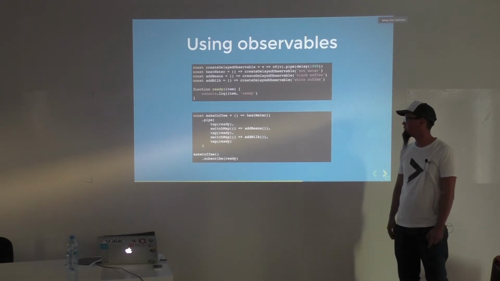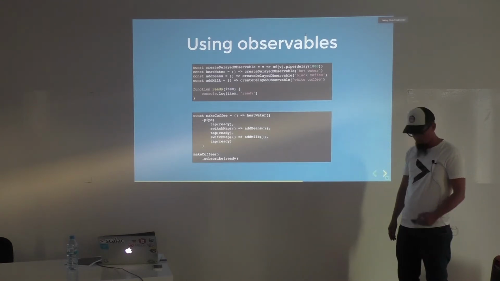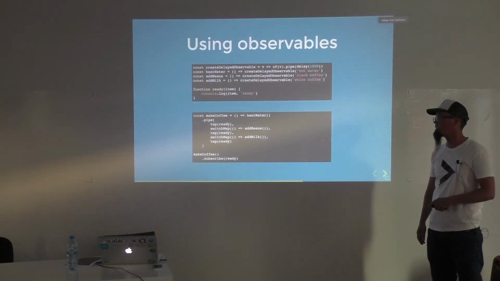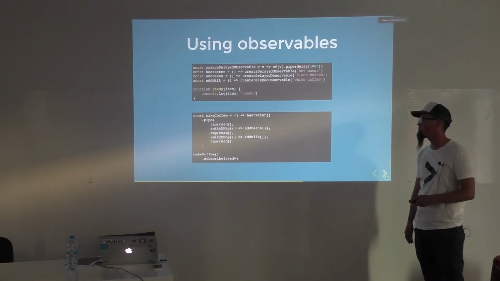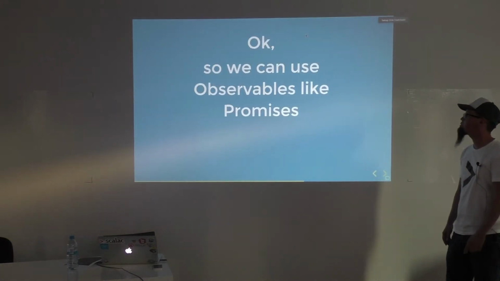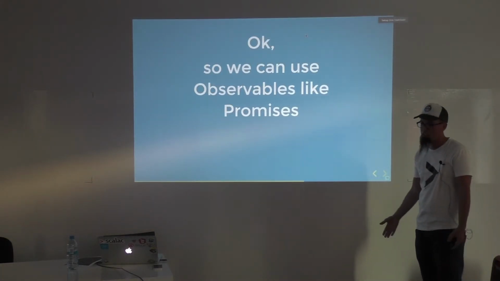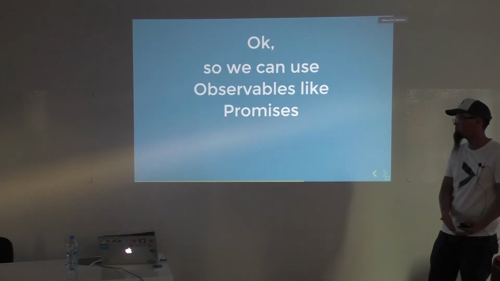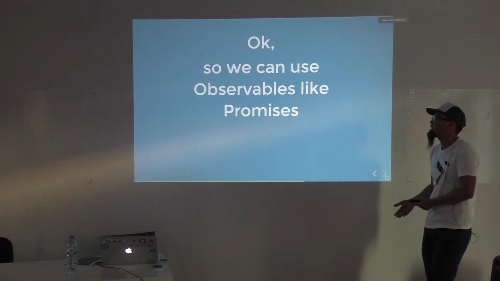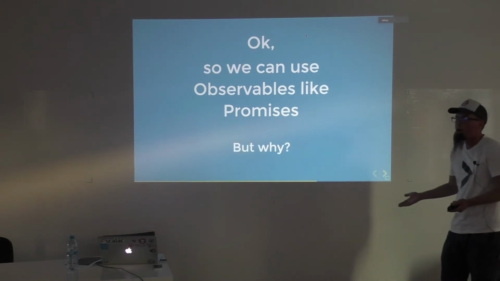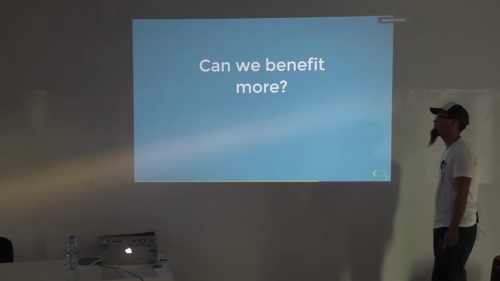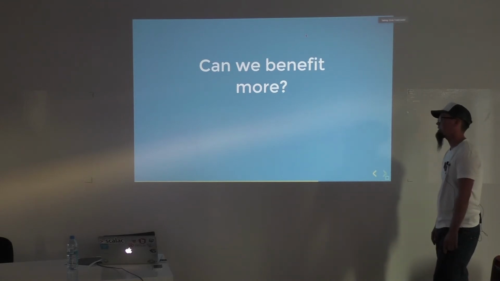I get that this might look a little bit weird in the beginning, but after you get used to the new syntax, it is super easy to think in this pattern. But what we actually did is we used observables in the same way as we did promises. But why? Well, we can do better. We can benefit more from it.